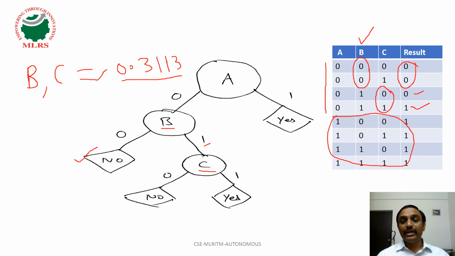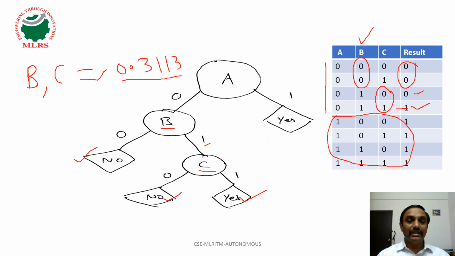If more attributes were there, again we would have to go for the entropy and information gain calculation. Here only one attribute is left, only C. So depending on the C value, you can take the final leaf value. If C is 0, the result is 0, so we take the negative example. If C is 1, the result is 1, so we take the positive. Like that, we can construct the decision tree for the given Boolean function.